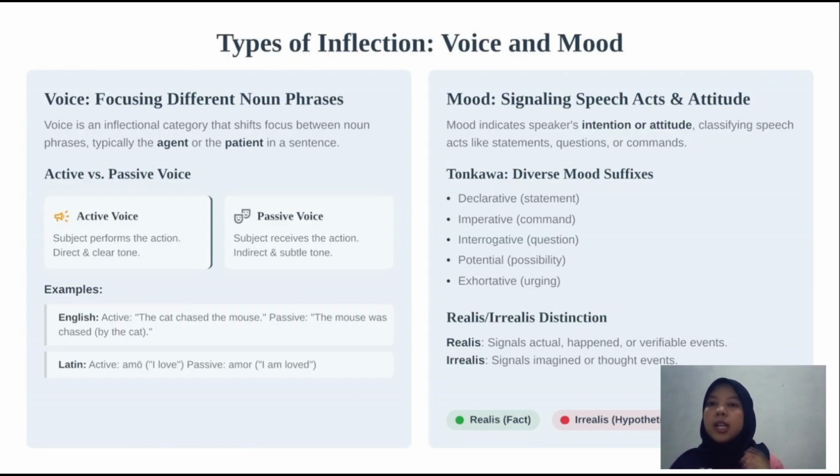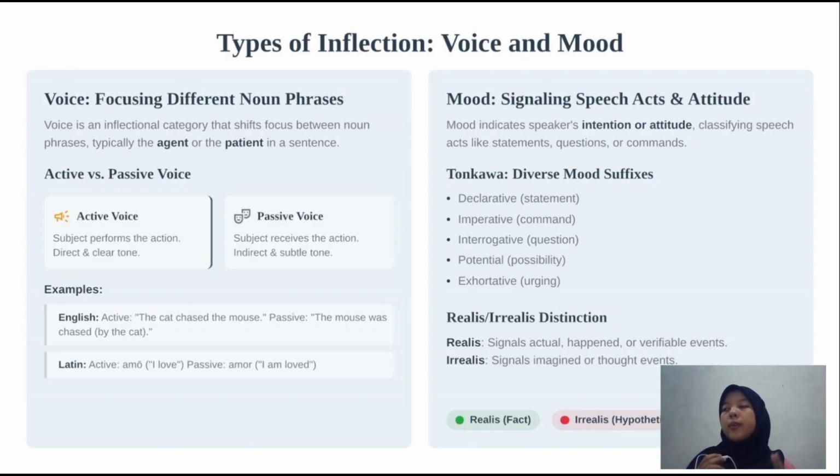the cat chased the mouse. The cat chased the mouse. The cat is the subject and the action is chased. The object is the mouse. So the focus is on who is doing the action. So here the cat is the one performing the action.